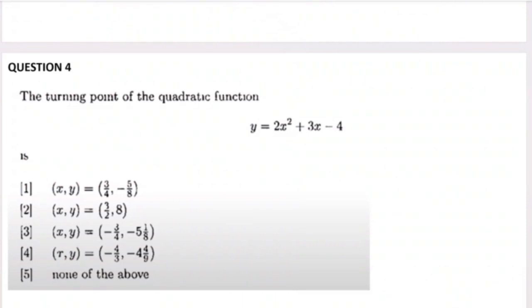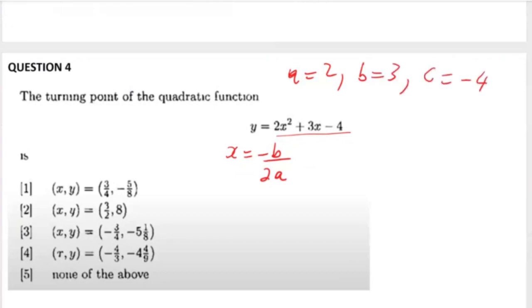Remember, to find a turning point, we first look for the axis of symmetry, where x is equal to minus b over 2a. You know that your a is equal to 2, your b is equal to 3, and your c is equal to negative 4. So you can just substitute here: negative 3 over 2 multiplied by 2. This is equal to negative 3 over 4.